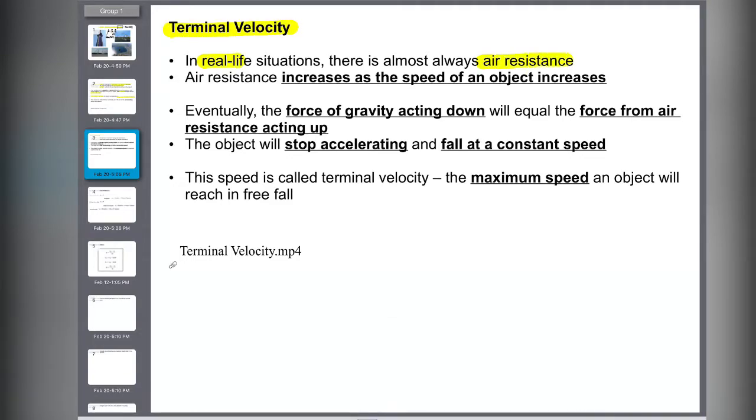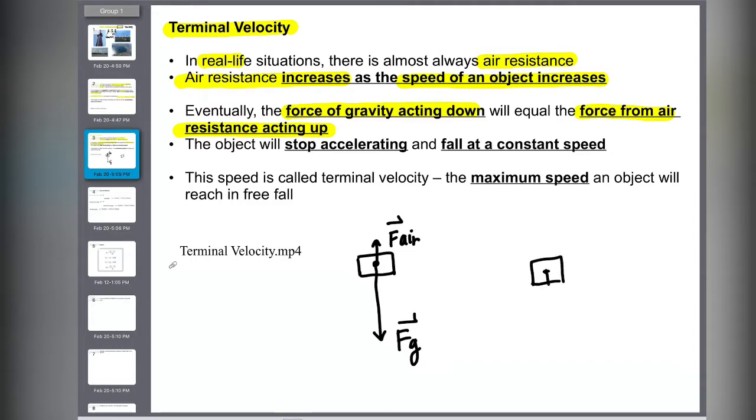Okay, we're going to talk about this thing called the terminal velocity. In real life though, there is going to be air resistance, and as the air resistance increases, eventually there's a speed that a certain object will reach, and then it's not accelerating anymore. So eventually the force of gravity acting down will equal the force from the air resistance that's acting up. Okay, so if I have an object, when it first starts falling, the force of gravity is really big acting on it, but at the same time it's going to have an upward force that we call air resistance.